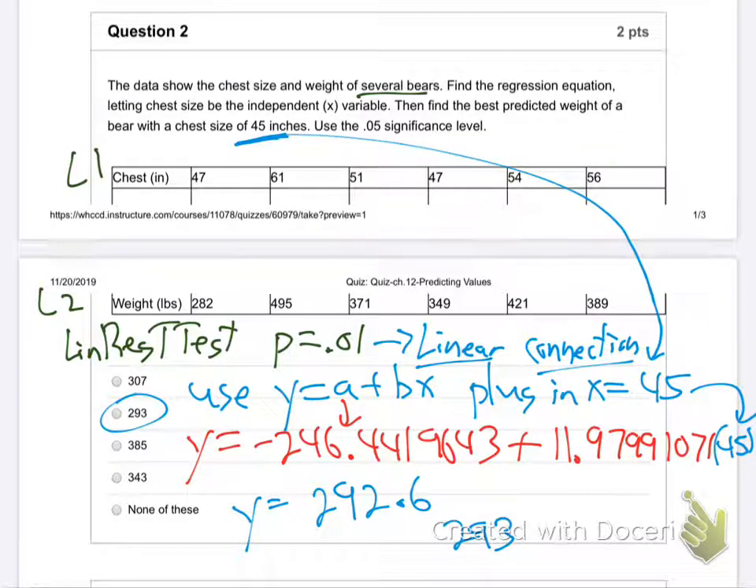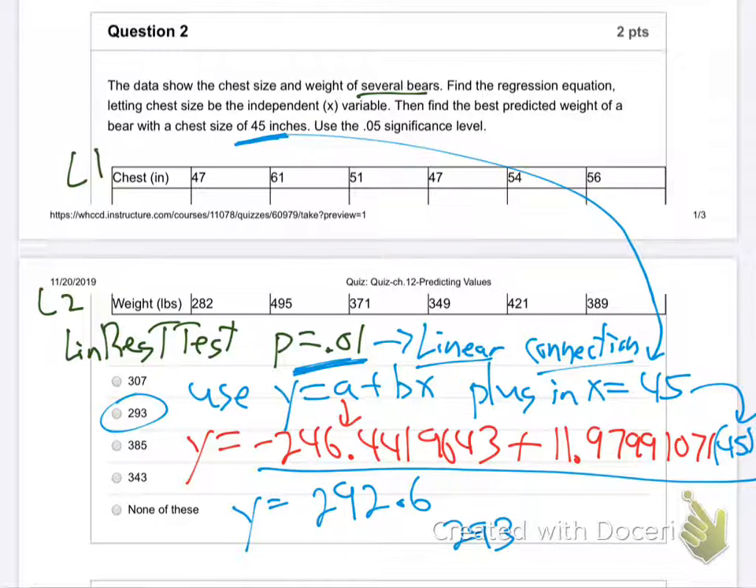So on problem number 1, the p-value came out higher than 0.05, which means they're not connected in a line. So we really didn't use the linear equation. Instead, we just found the average of the L2 values. On this one, they are connected in a line, right? The p-value is really low, which means there's strong evidence they do make a line. So we found the line equation that the calculator gave us, the a plus bx. That's the line that fits right through the middle of the dots, right?